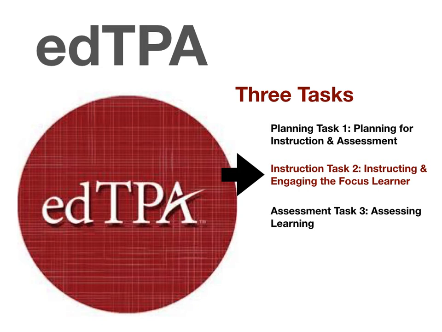In instruction task 2, you will demonstrate how you engage and support your focus learner's progress towards the learning goal. You will focus on the learning environment and how you have demonstrated respect and rapport with all the learners, as well as how you are connecting new learning to what the focus learner previously knew and the skills that they already had.